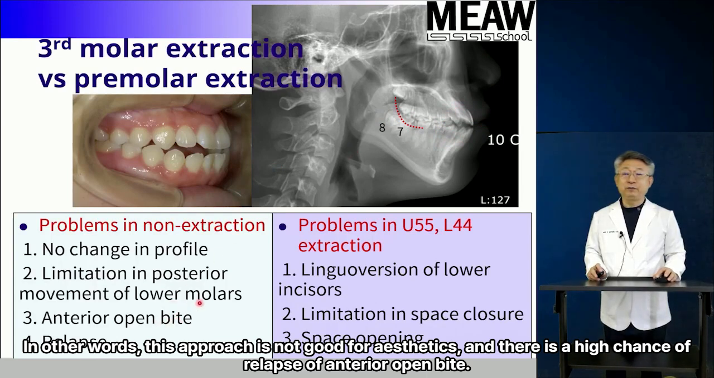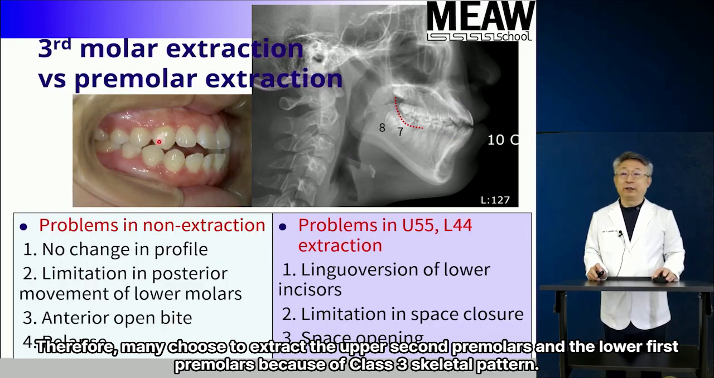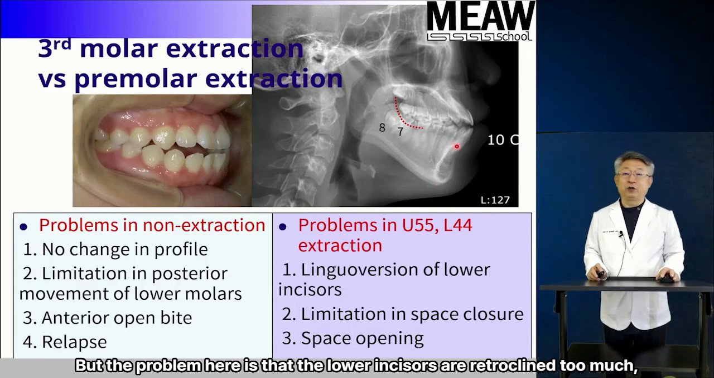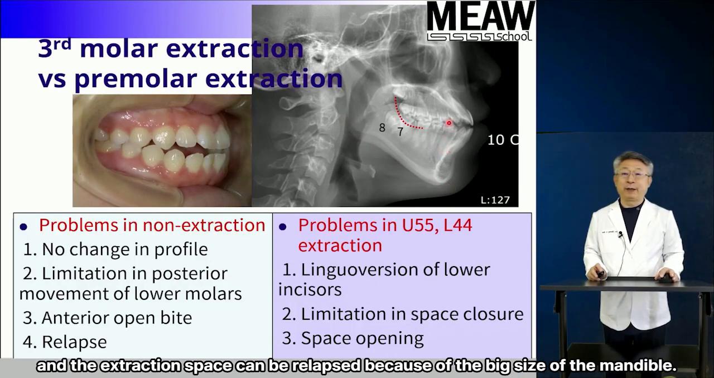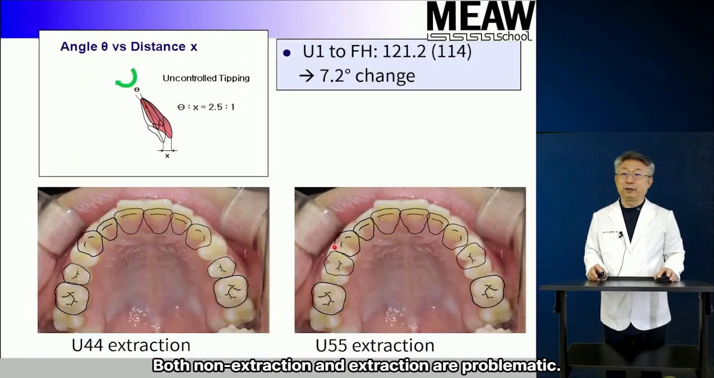Therefore, many choose to extract the upper second premolars and the lower first premolars because of class 3 skeletal pattern. But the problem here is that the lower incisors are retroclined too much, and the extraction space can be relapsed because of the big size of the mandible. Both non-extraction and extraction are problematic.